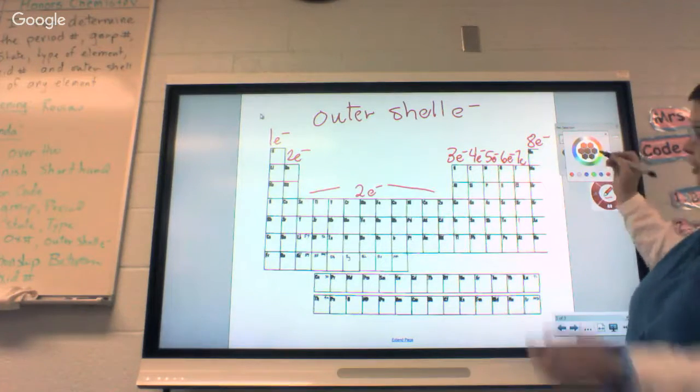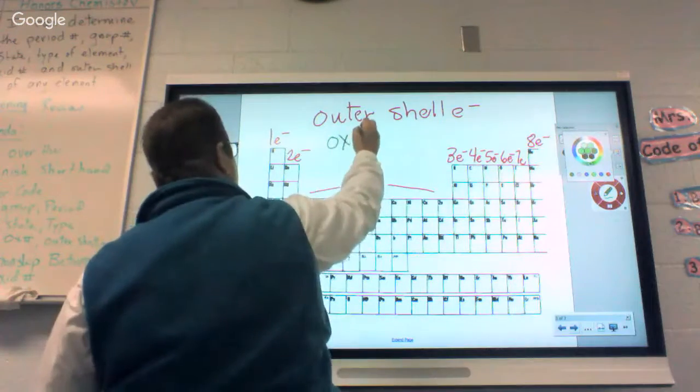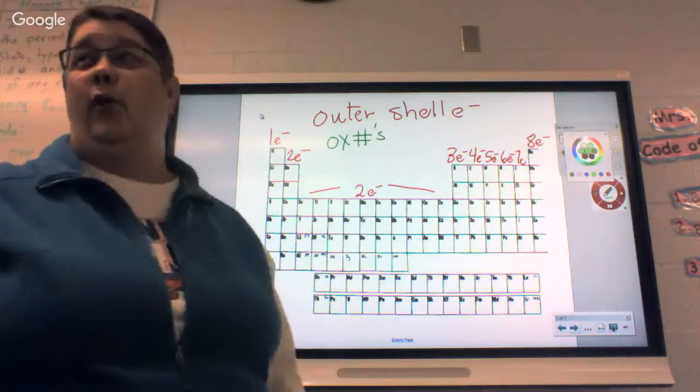Now, the final thing, I got 2 minutes, is oxidation numbers. Remember I told you, we're losing our oxidation sheets on day 60. We're on day 44.